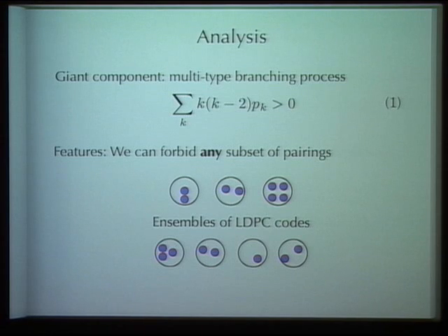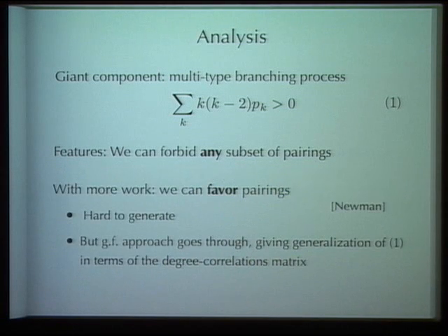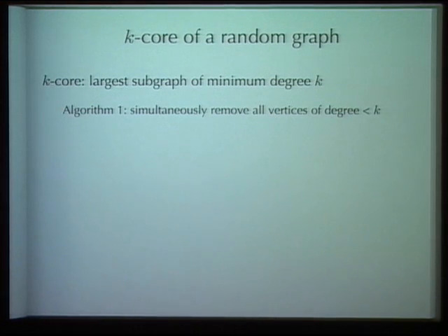Now, I mentioned earlier that one of the things we would like to achieve is some kind of assortativity by degree. This is harder to do. It turns out generating such graphs is hard, but nevertheless, we can still prove things about them without having an explicitly simple construction by taking a nice generating functions approach, as was done by Newman. I'd also like to give you an example of the type of analysis that one can do in such graphs.